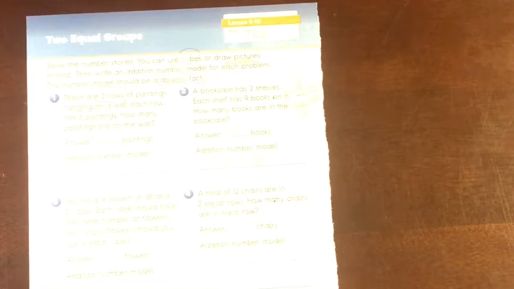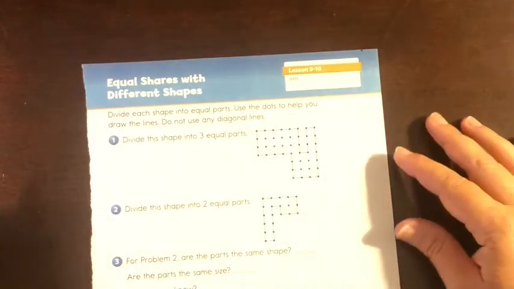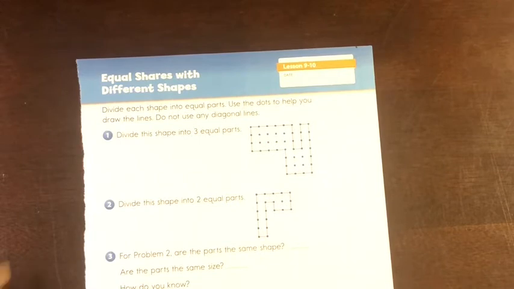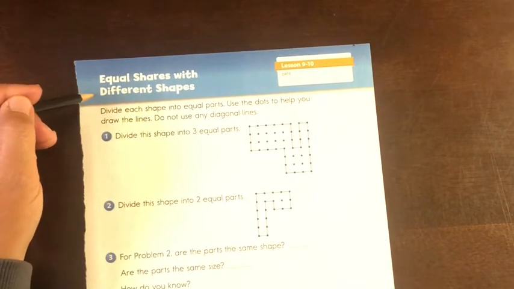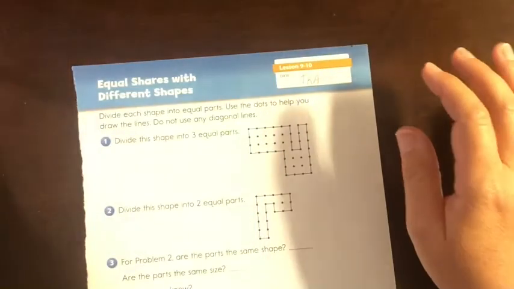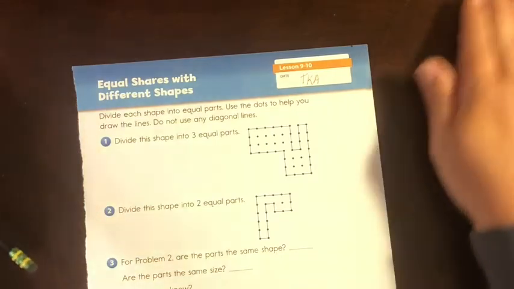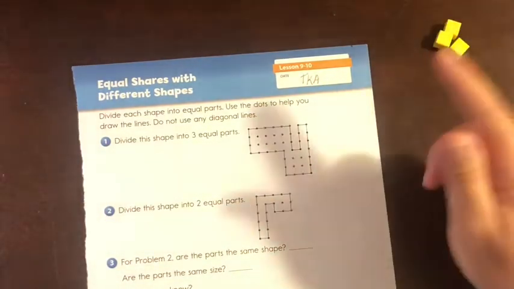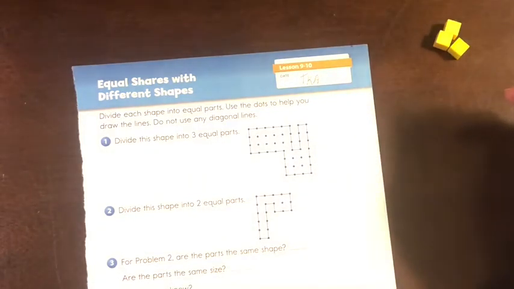So pause the video. Now we're looking at Math Journal page 243, and this is going to be a practice page for us where we are making equal shares and making different shapes with those equal shares. So put TKA at the top of the page, okay? And we are going to use some counters for this. So if you have some coins or if you have some counters, that's going to help you because I think that we need to be able to move things around to be able to put these into equal groups before we draw our lines.